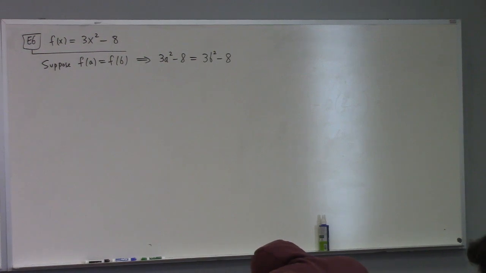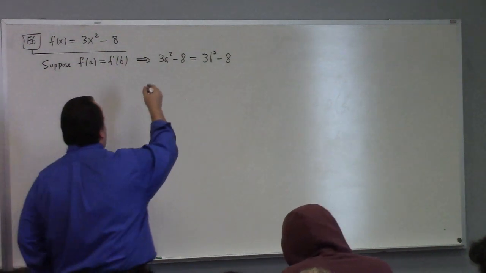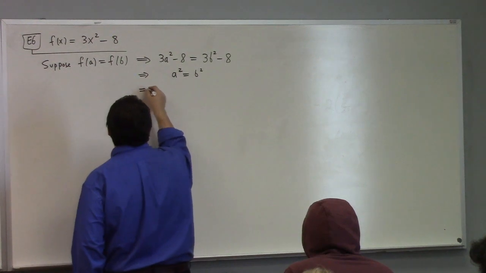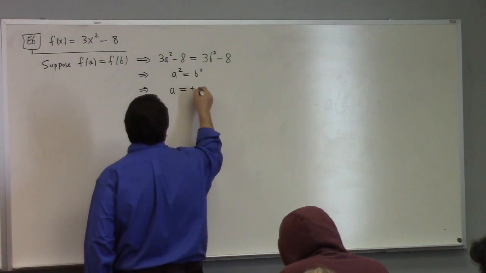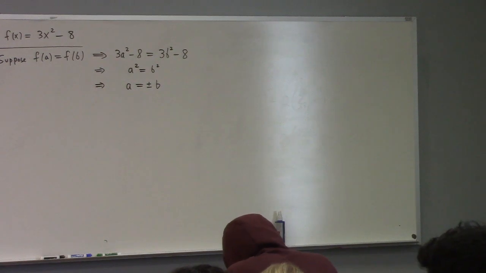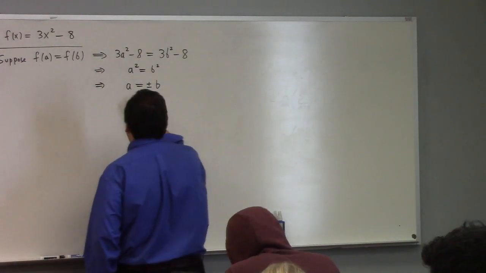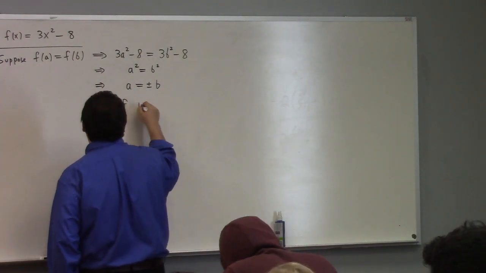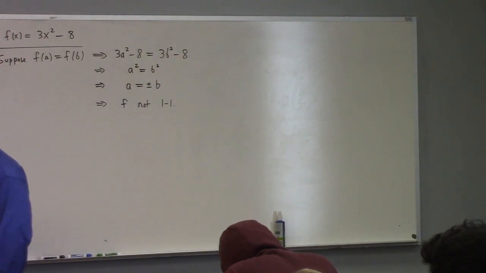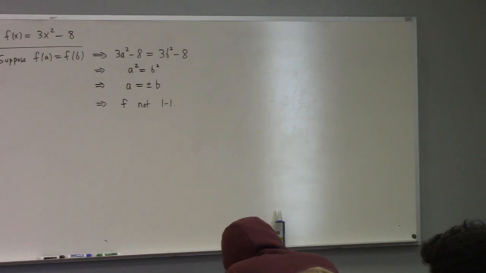So if we have a squared equals b squared, there's a couple different ways to go from there. How about this? We've got a squared is equal to b squared. That implies that a is equal to plus or minus b, using the square root property. But what's the problem with that? That tells me then that f is not 1 to 1, because it doesn't force a to be equal to b. Do you guys get it?